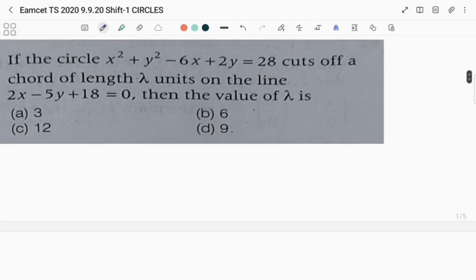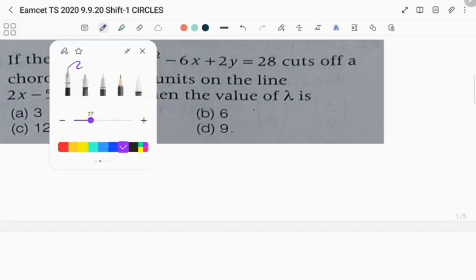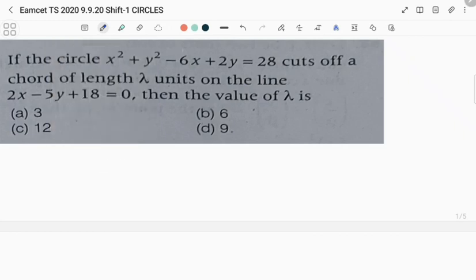So in this question, they are asking: if the circle cuts off a chord of length lambda on the line 2x minus 5y plus 18 equal to 0, then the value of lambda is. See here, first circle figure.